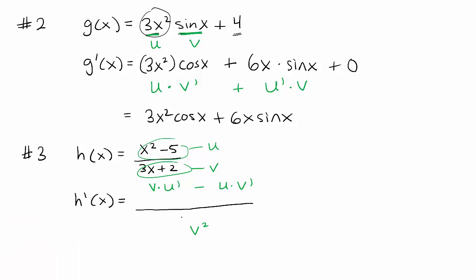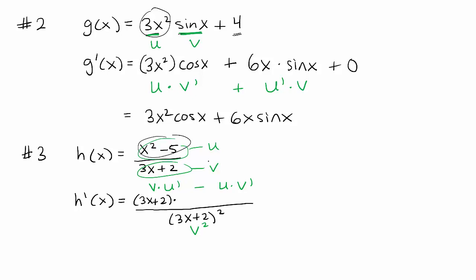Okay. So I'm going to do the denominator first. I'm just going to have (3x+2)^2. So whatever the v is from the function, the 3x+2, you're going to just square it. In the numerator, you're going to keep the v part, which is the denominator. So I'm going to have the 3x+2, and then I need a derivative of the u part.